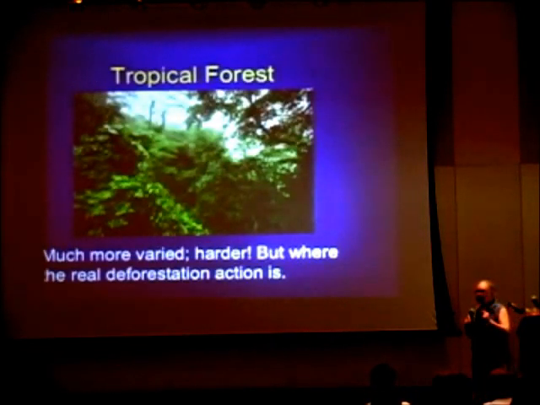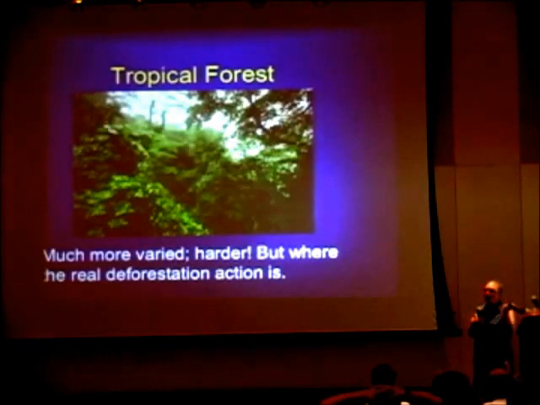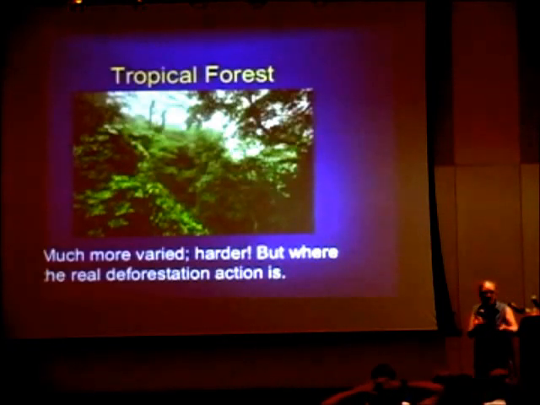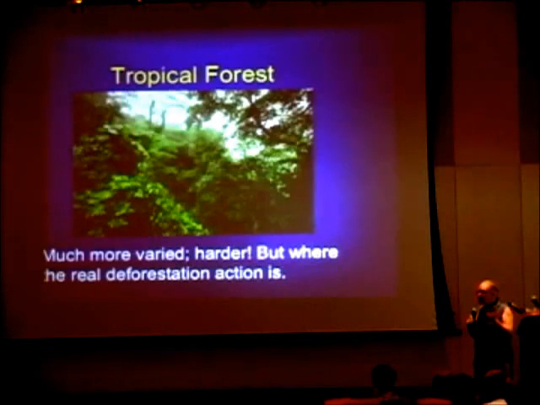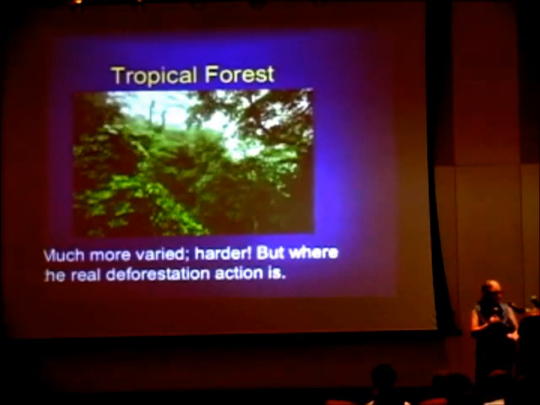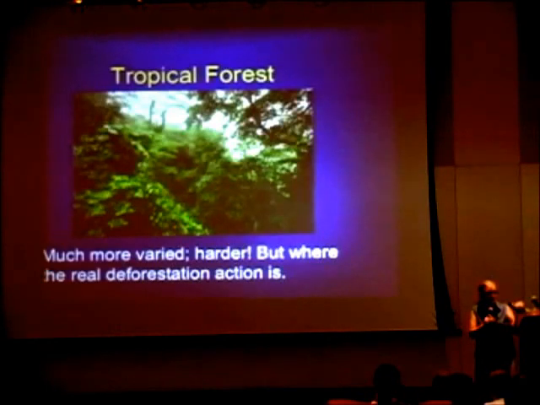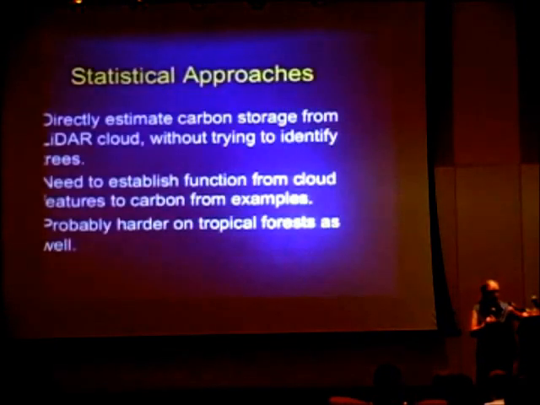But the harder and probably more significant problem is doing this for tropical forests, okay? So you've heard that tropical forests have, I don't know, 90% of the world's biodiversity or something like that. Well, the trees themselves also are incredibly diverse in tropical forests. So it's not like there's one shape that you're looking for. You need to have a whole arsenal of shapes that you're able to find. So this is a harder problem, but on the other hand, it's where the action really is in terms of deforestation. So this is where we're really contributing greenhouse gases to the climate. So it's important to be able to attack this problem.